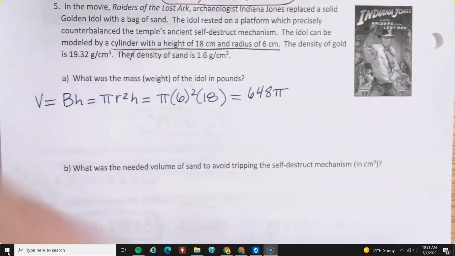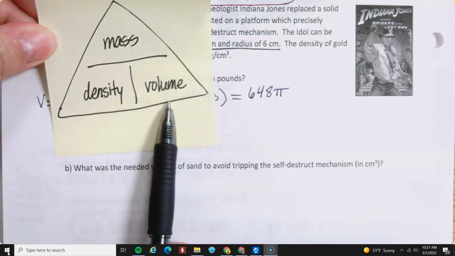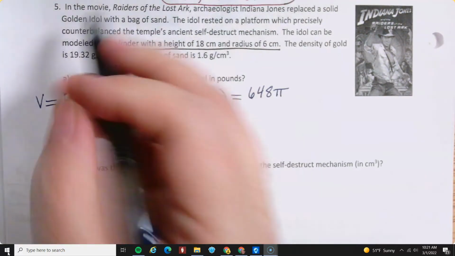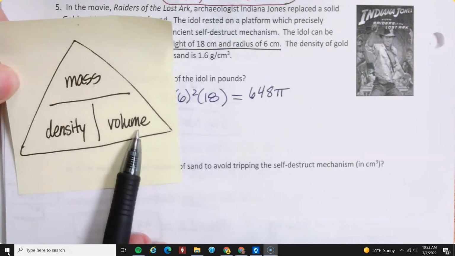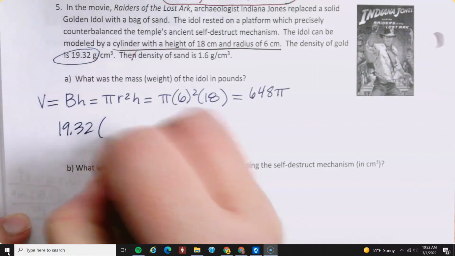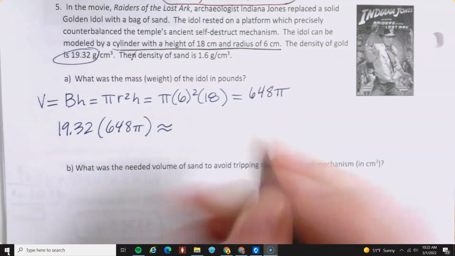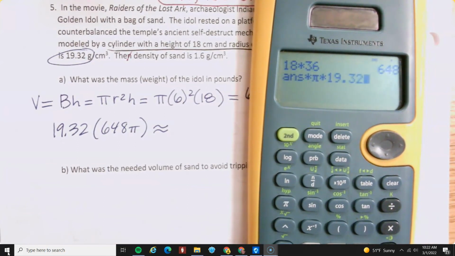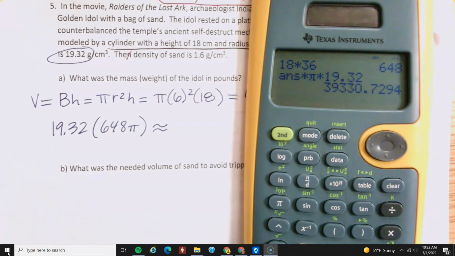And then I need to know the mass. And I'm going to use this because I know the volume now. And they told me the density. The density of gold is this. So now that I know the density of that statue, because it was gold, and the volume of that statue, I can multiply those two numbers, 19.32 times the volume. And I'll go ahead and change it to a decimal when I do that. And I get 39,330.7.